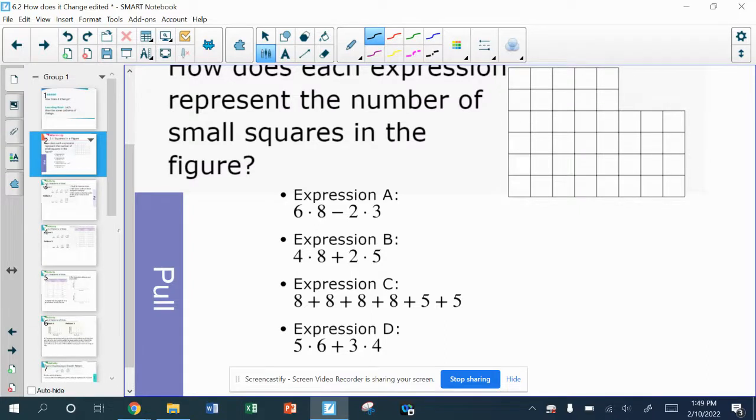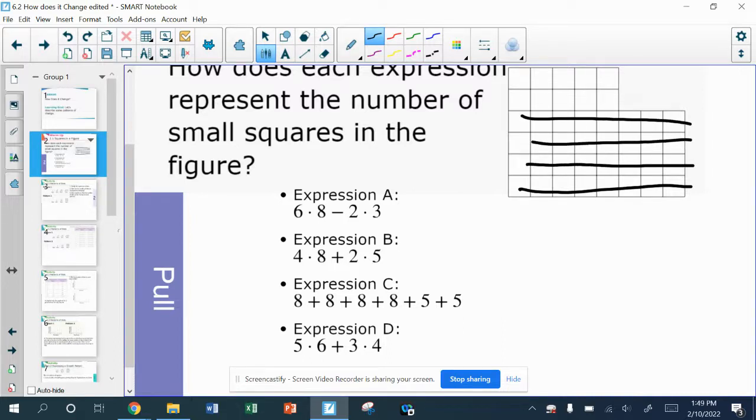For expression C, very similar. I've got 8 plus 8 plus 8 plus 8, 4 of those 8s, and then 2 5s. So here's one row of 8, 2, 3, 4. And then I've got 2 rows of 5. I also want you to notice that these 4 8s would be like this part right here, and these 2 5s would be like that part right there.